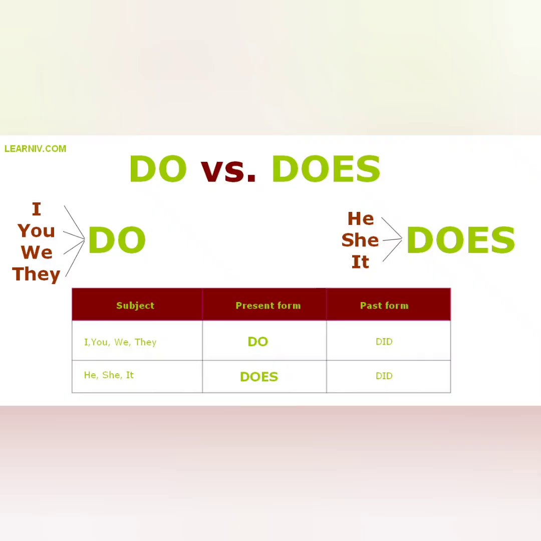Now, the question is how to use do and does, and where we use do and where we use does. So, children, remember carefully. Do is used with I, we, you and they. And does is used with he, she, it and name. You have to always remember, okay? Do is used with I, we, you, they and does is used with he, she, it and name.